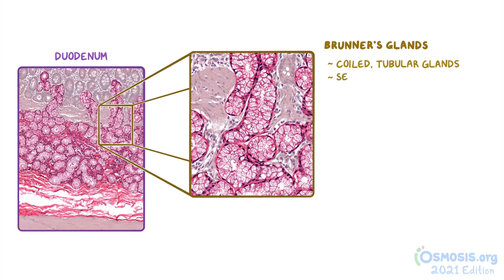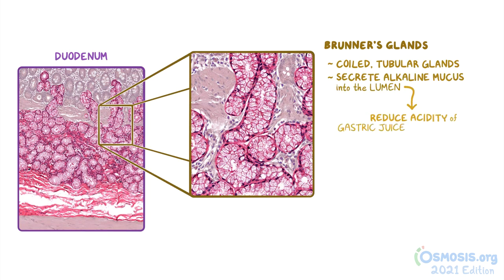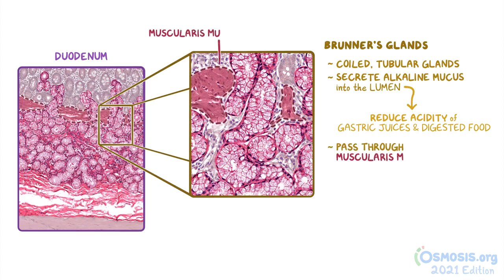In the duodenum, they secrete alkaline mucus into the lumen of the small intestine in order to reduce the acidity of the gastric juices and partially digested food coming from the stomach. Near the top of this image, we can see that the glands will occasionally pass through the muscularis mucosa in order to release their secretions into the crypts between the villi.